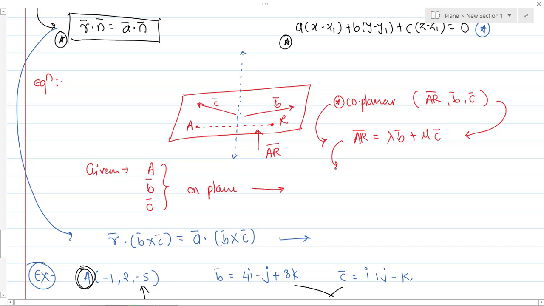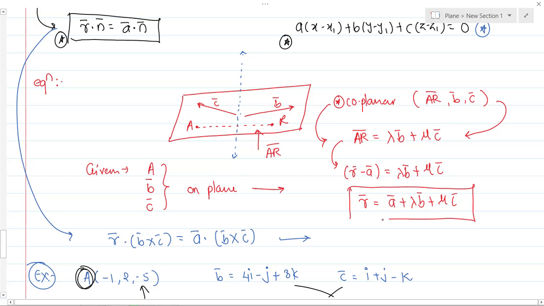So if I open this AR bar as R bar minus A bar, it is equals to lambda b bar plus mu c bar. And if I write this, R bar is equals to A bar plus lambda b bar plus mu c bar, क्या मिल गया boss? This is the next equation of the plane. Okay, this equation is known as the parametric equation of the plane. Please make note of the format: A bar plus lambda b bar plus mu c bar. This is the format of this equation.